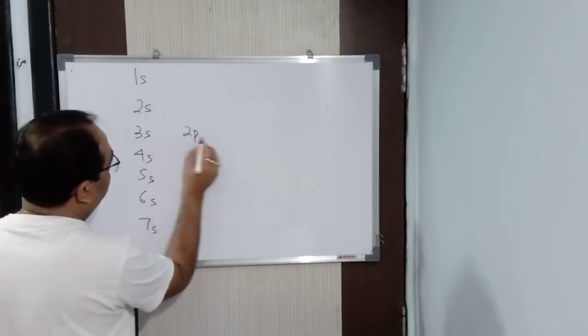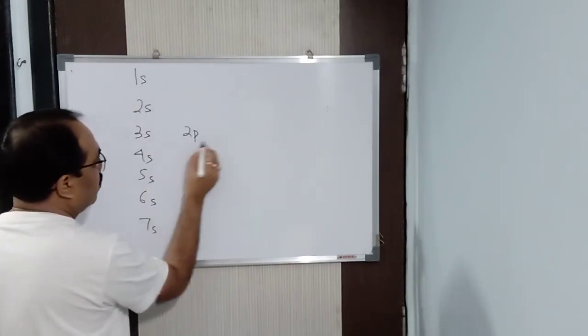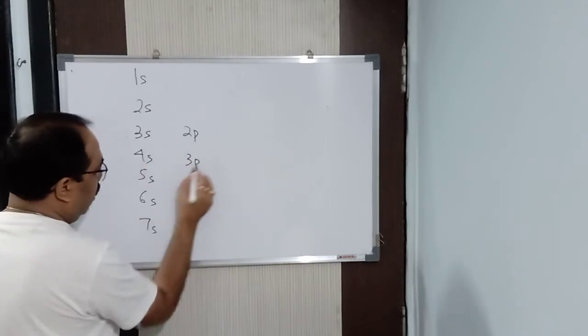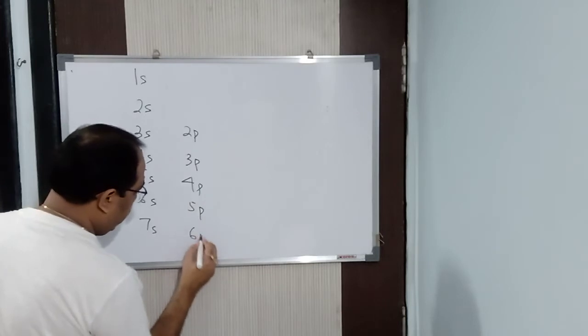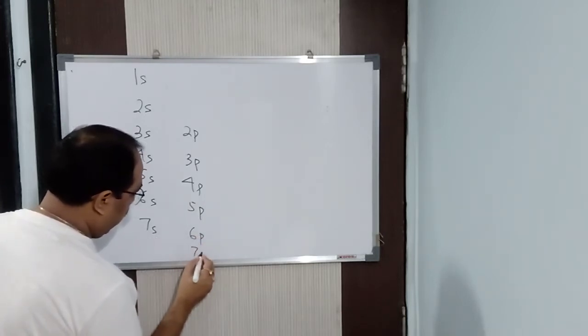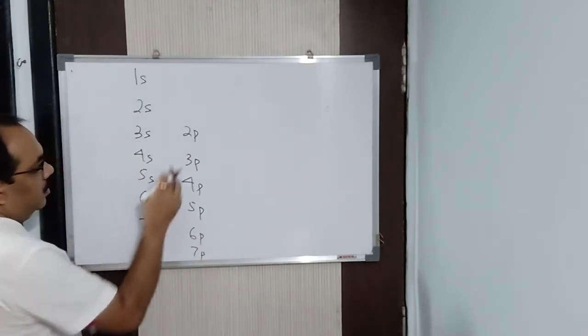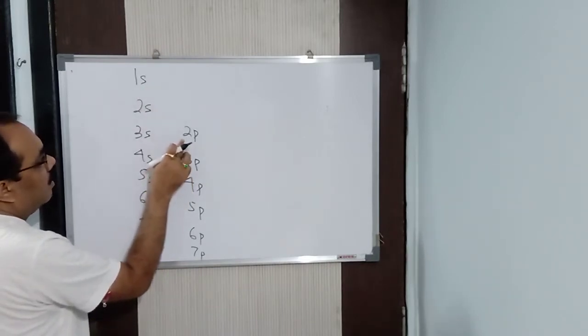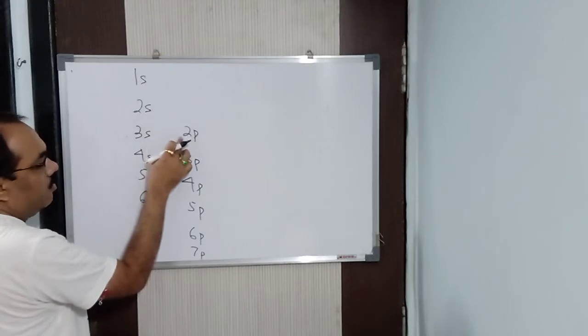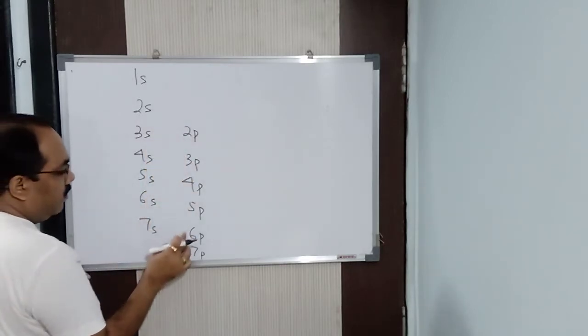2p in a straight line. In the same line 3s, then 3p, again in a straight line. Then 4p, then 5p, then 6p, and 7p. We can say that. After the s row, you leave 2 spaces. Here you started from 1, here you will start from 2: 2p, 3p, 4p, 5p, 6p, 7p.